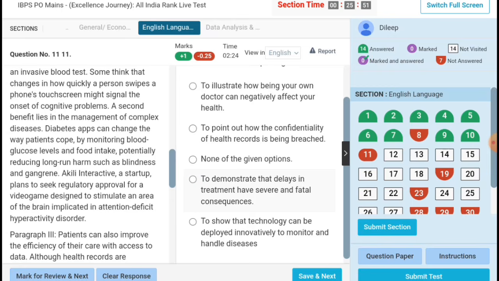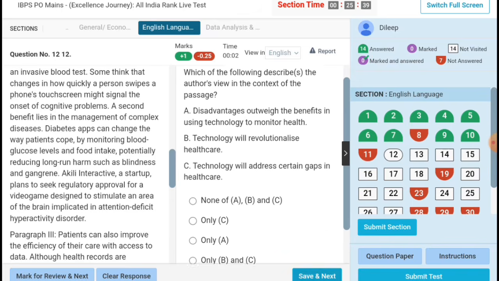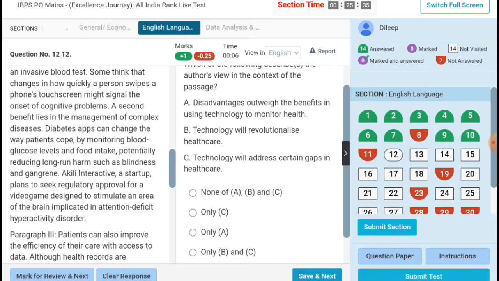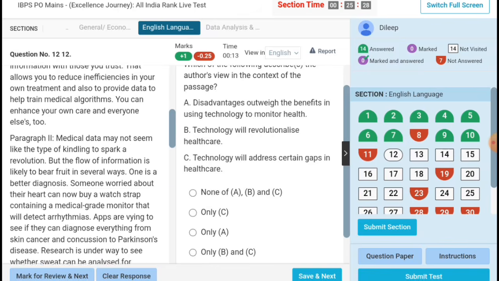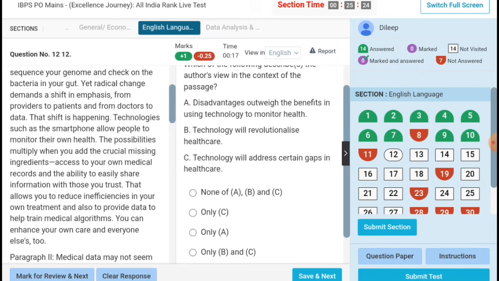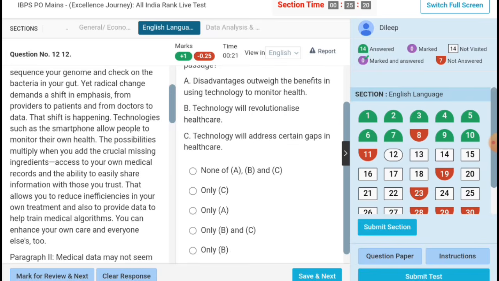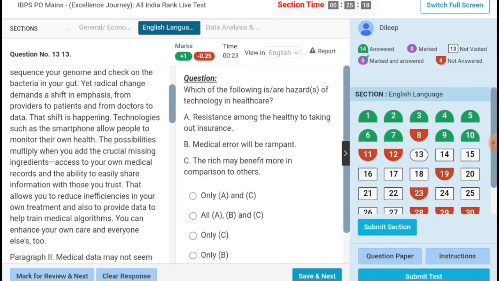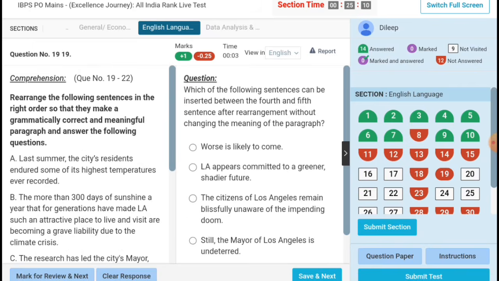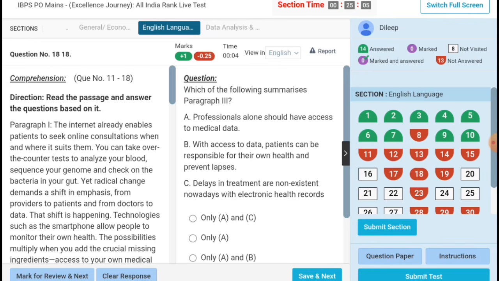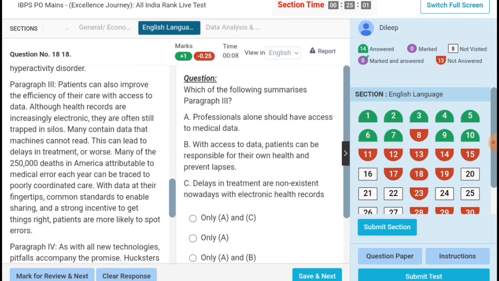To demonstrate the delays in treatment. Next, the disadvantages or benefits, minor health outweigh the benefits using. Technology will revolutionize healthcare. Paragraph 3: patients can also improve the efficiency of their care with access to data.